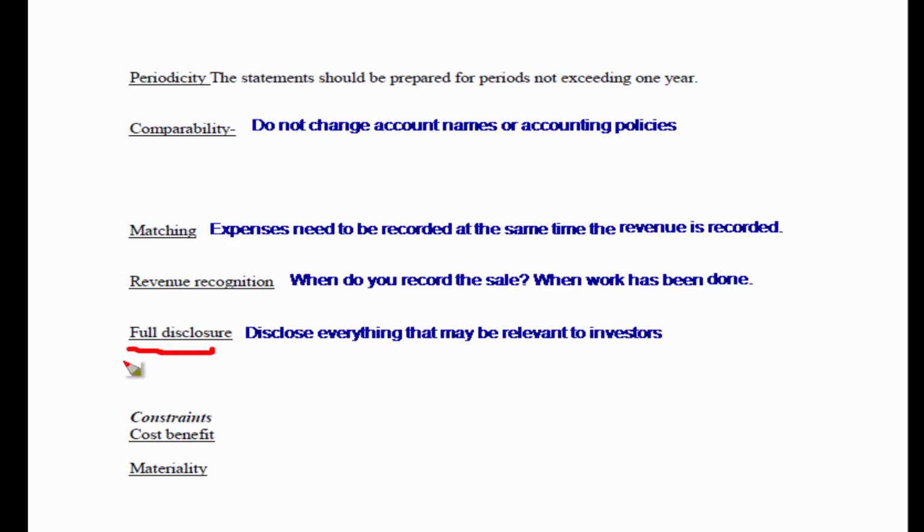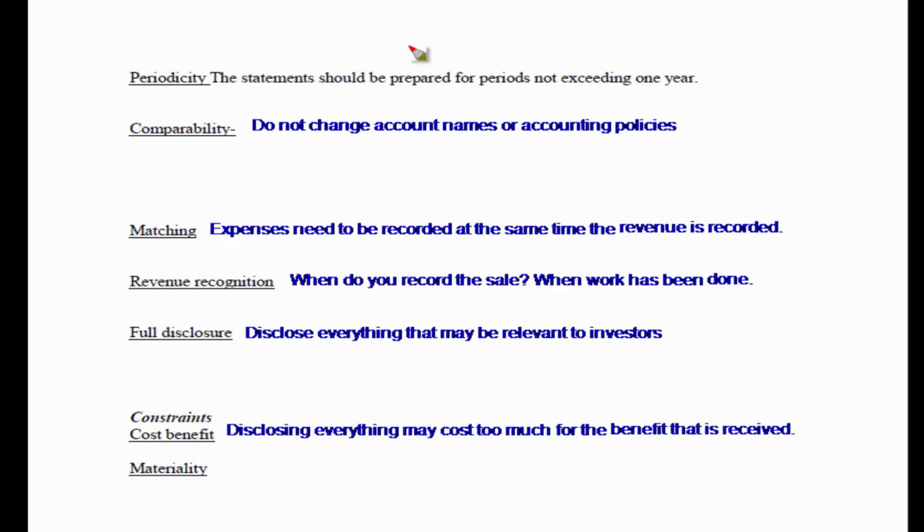The full disclosure principle states that we need to disclose everything that we think may be relevant to our investors so that they can make the decision as to what they think is going on. Some of the things that we need to disclose will not be put into our financial statements. They may be something like a fire that has occurred after year end. If we know this while we're doing our financial statements, we would also know our investors would be very concerned about that, and therefore we would probably put this into the notes to our financial statements and let them know.